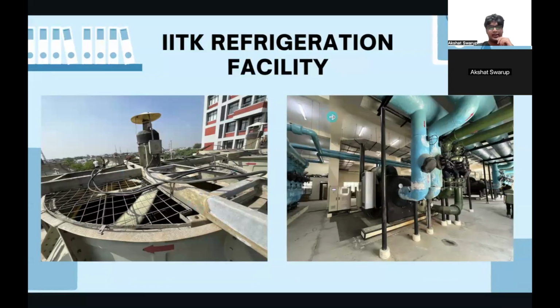So this is the IITK refrigeration facility. I actually visited that thanks to my ESO 201 tutor, and this produces 3,200 tons of cooling, and this is the actual cooling cycle which runs, with this green pipe and the blue pipe. The green pipe brings in the refrigerant, and the blue pipe takes it out.